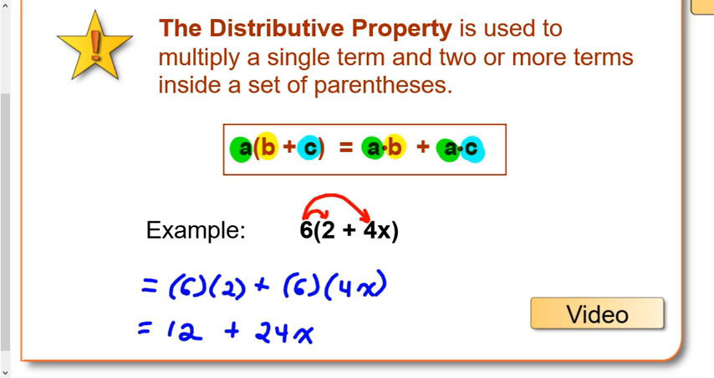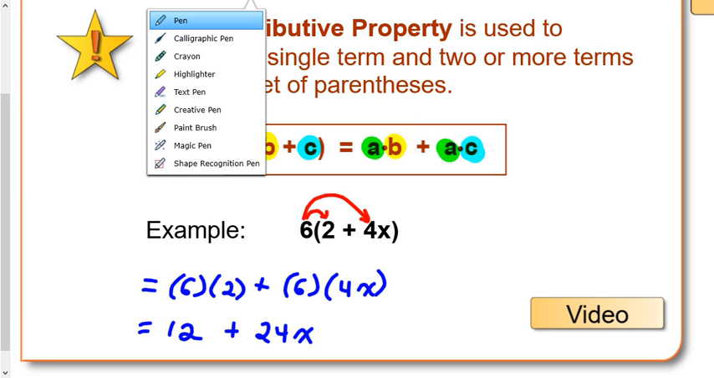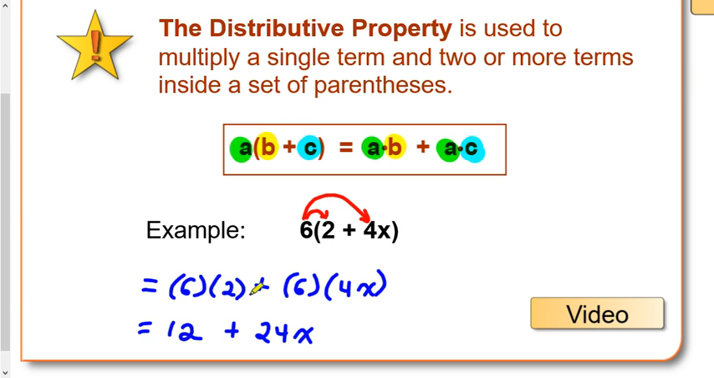This video has a great point in it, and I'll mention it for our example here. You can't add 12 and 24x together because they are not like terms. They don't have the same unknown, they don't have the same exponent, so we cannot add those terms together.